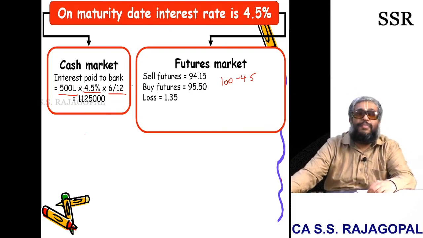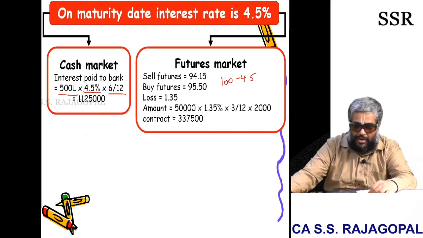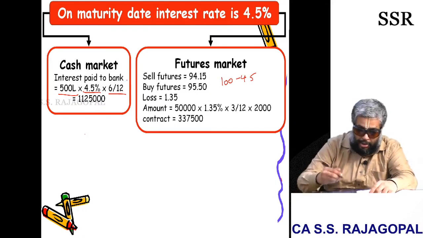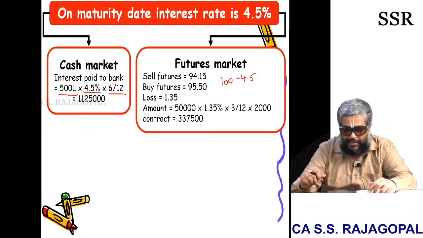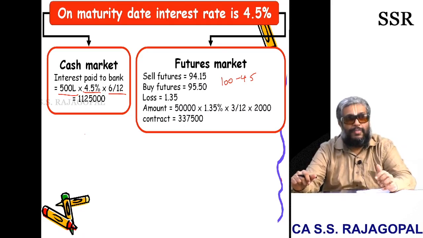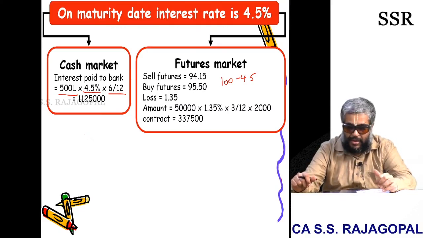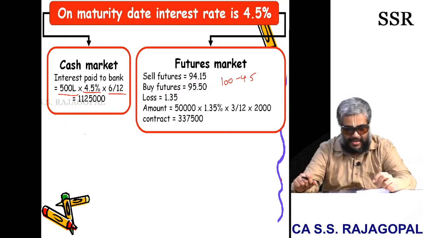Loss is equal to 1.35. This 1.35 percentage loss is on a 50,000 notional principal into 3 by 12 into 2,000 contracts. It is another 3 months futures contract, so multiply by 6 by 12. So 50,000 into 1.35% into 3 by 12 into 2,000 is equal to 3,37,500 loss. Loss is 3,37,500.